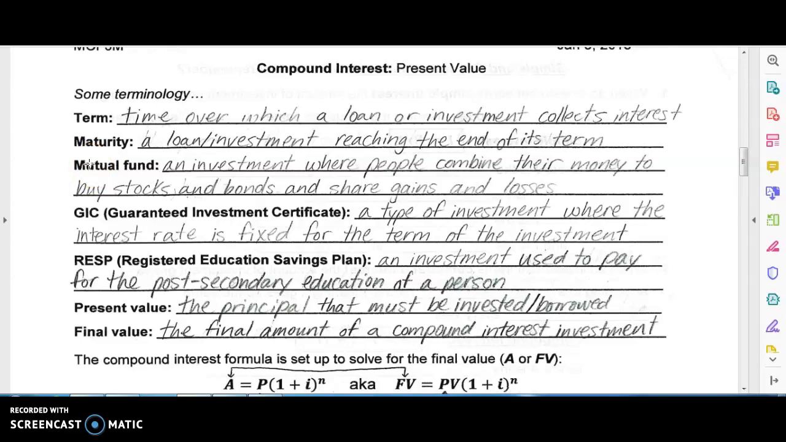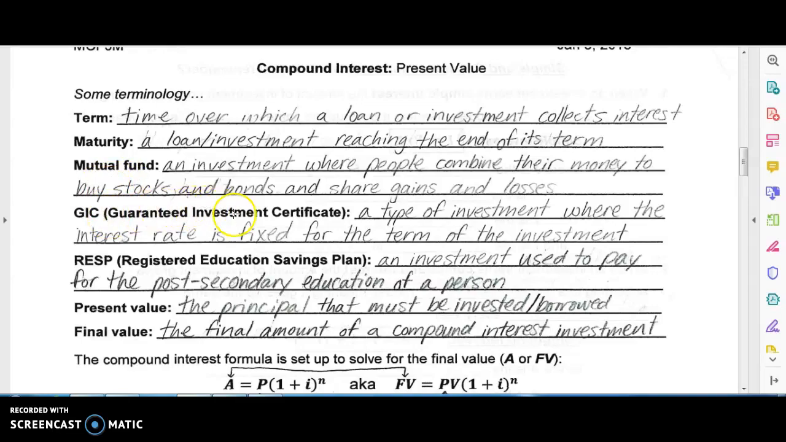and share gains and losses. You won't really need to know these definitions like GIC and mutual fund, but it's just nice to know. Sometimes in the questions, it says you've invested in a mutual fund or a GIC. So for your own personal knowledge, just so you know what that may mean.